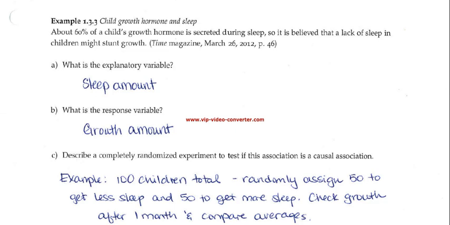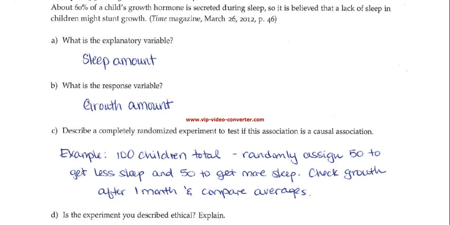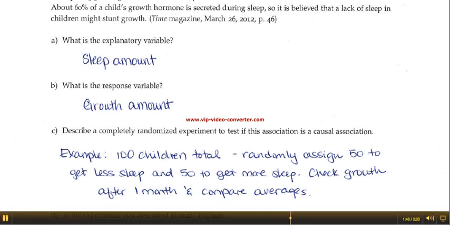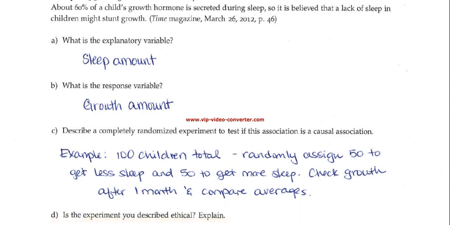And then we're supposed to describe a randomized experiment to see if this was really a causal association. Does one thing cause the other? So here's an example. Maybe we have 100 children in our study. So we say 50 of them are going to be in a group that gets less sleep, and the other 50 are going to be in the group that gets more sleep. So to be a randomized experiment, we do have to assign the children to the sleep amount. And then we'd check their growth after 1 month, and we'd compare their averages.